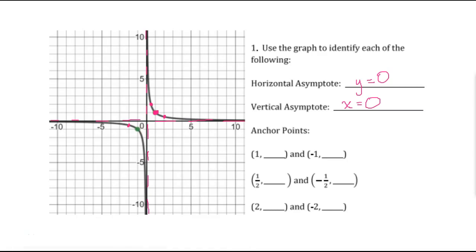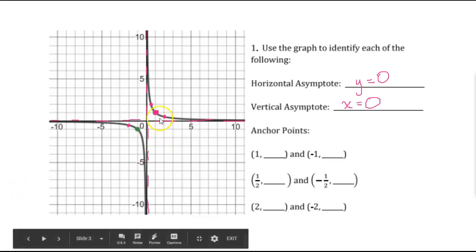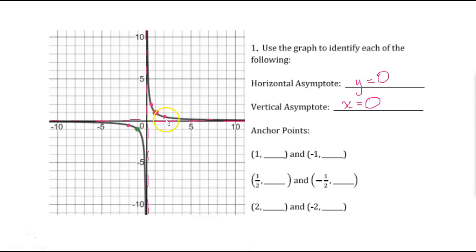Anchor points. What we're talking about here are points on the actual graph that we can use as references to do all of our transformations, to do our translations, our reflections, our stretches. And so when we look at the corner, that's one of the easiest points to deal with. We have the point (1, 1), and the point (-1, -1).